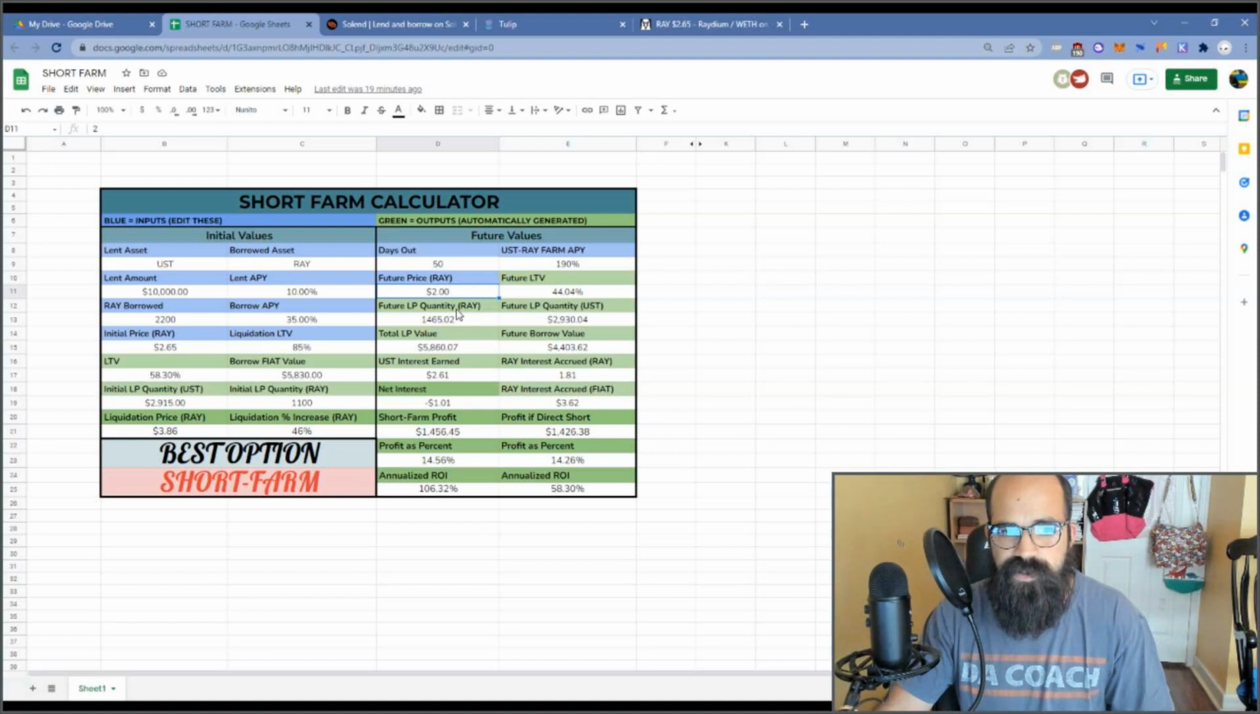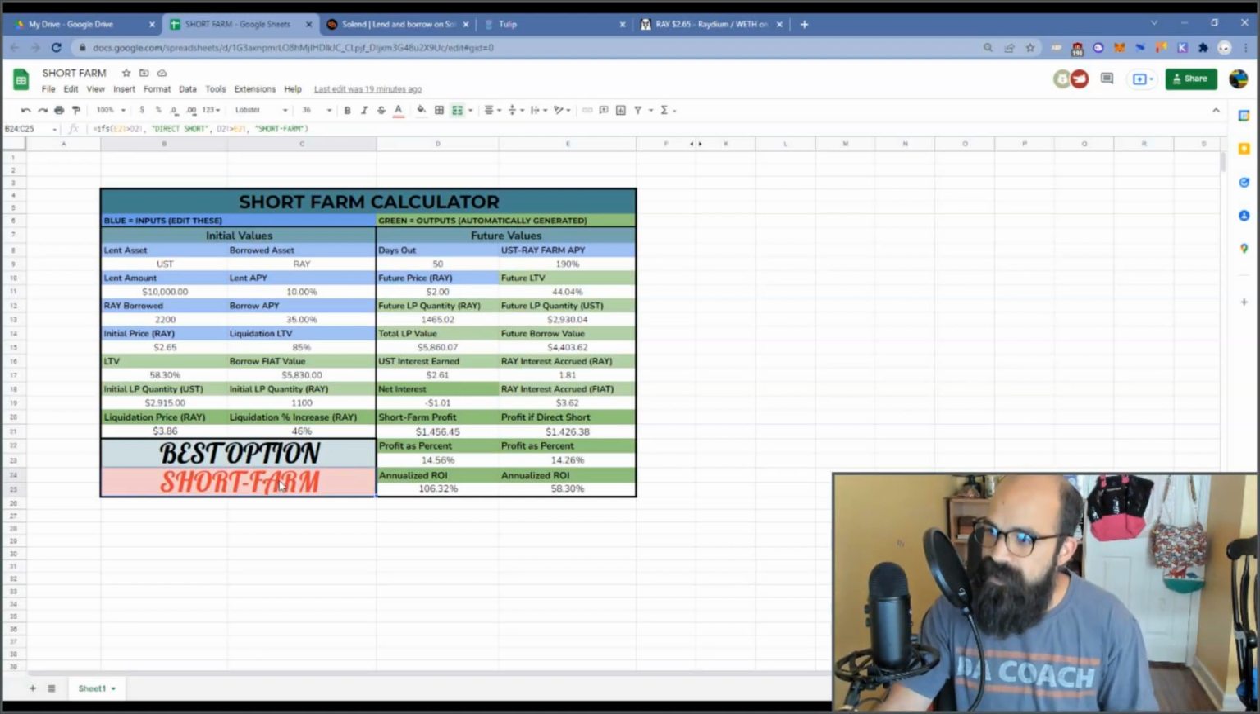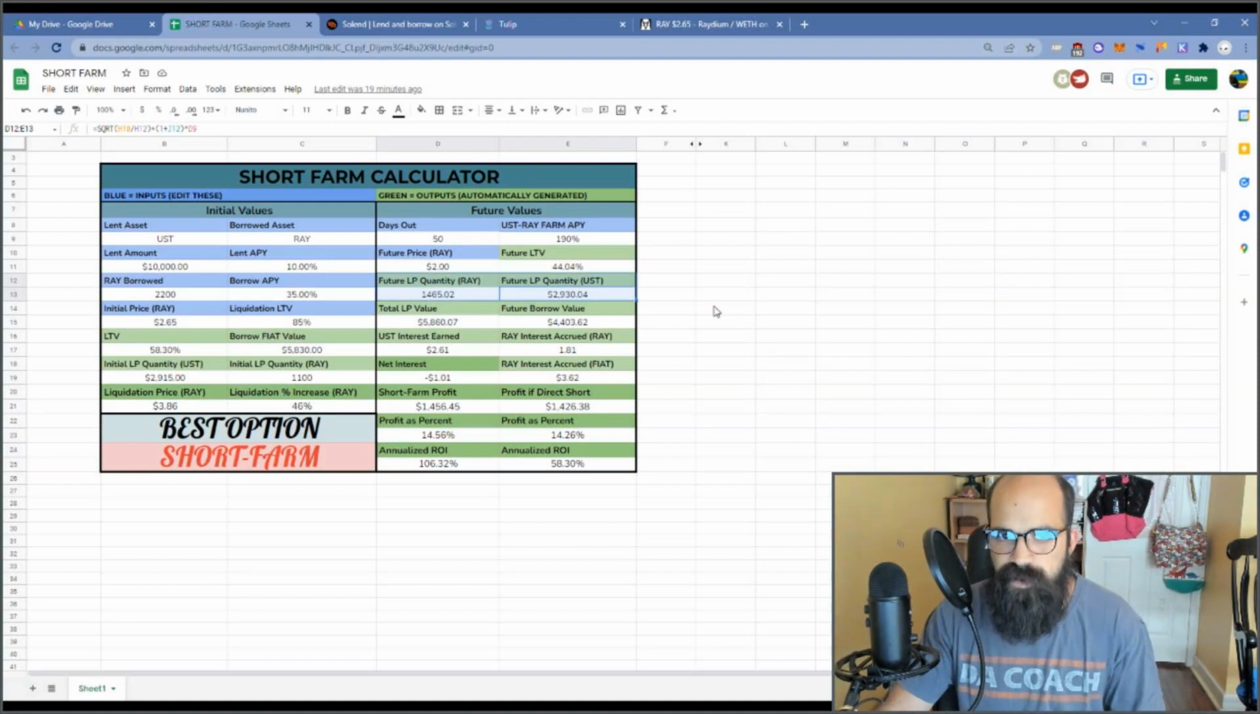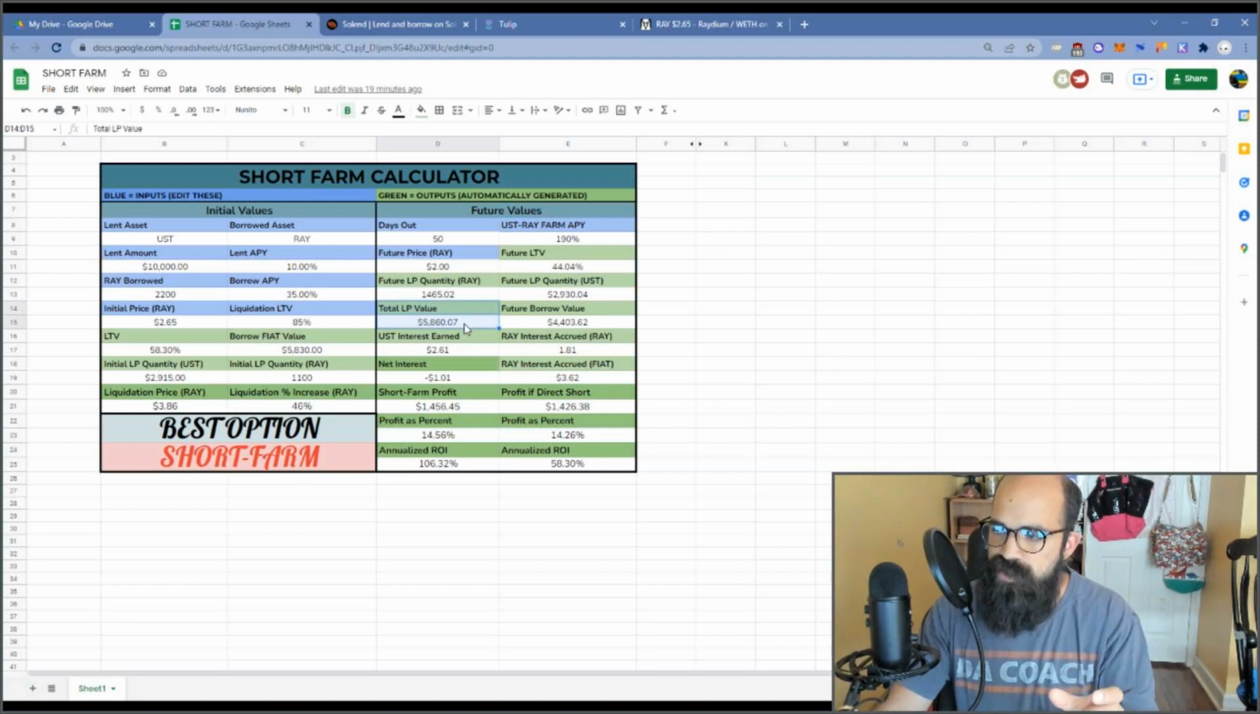We can say that it falls to $2. We can even say it falls farther, but at $2 in 50 days, the first thing you immediately see is that short farming is the best option, but let's see what goes into that. So future LTV is 44%. Future LP quantities, they just tell you your impermanent loss effectively, or what the new balance is going to be. Total LP value, this is how much that LP strategy is now worth.